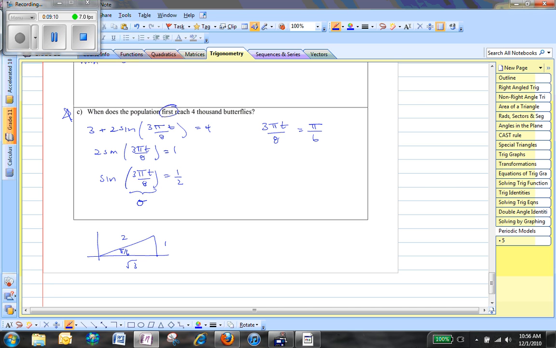Notice that it's the first time it reaches, not all of the times, otherwise I would have to add 2 pi to it and find all the other options. I can cancel out the pi's. I'm left with 3t over 8 is equal to 1 over 6, sorry. That means 3t is equal to 8 over 6, and t is equal to 8 over 18, where t is 4/9 of a week.